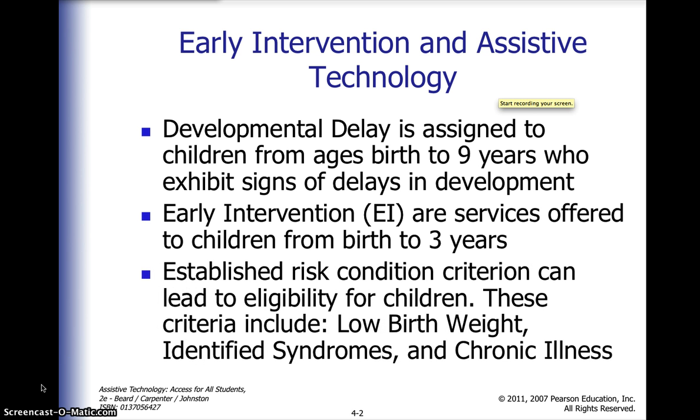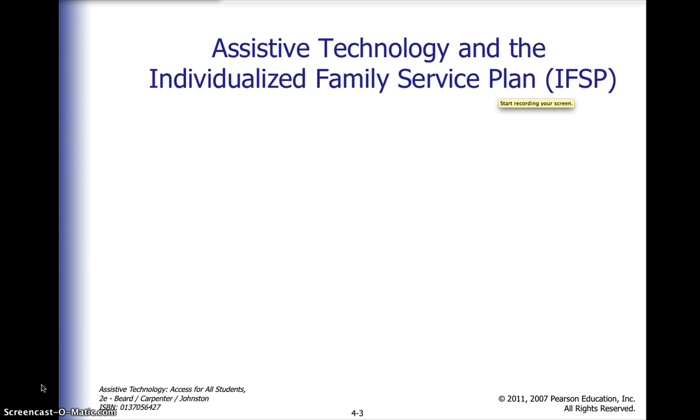Established risk condition criteria can lead to eligibility for children. These criteria include low birth weight, identified syndromes, and chronic illness. Usually a pediatrician would identify these, and we'd work on a referral basis from there, usually through a service provided through the Ohio Department of Health.